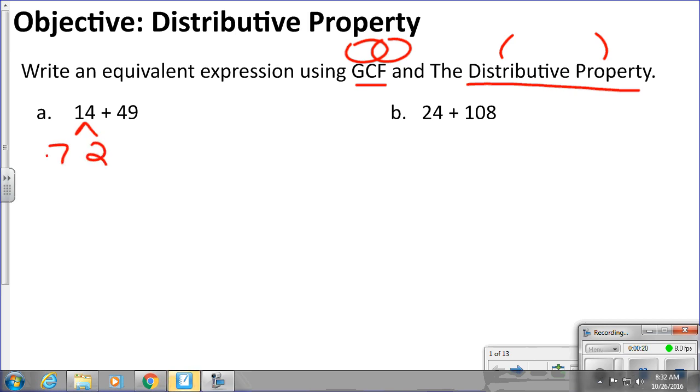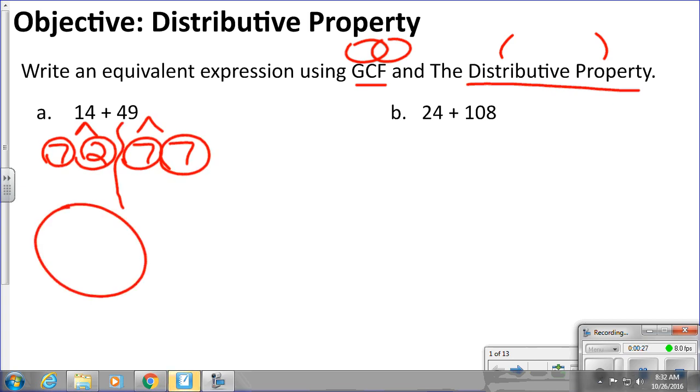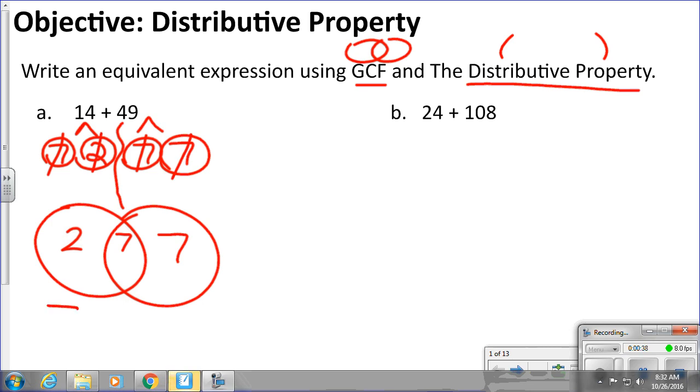Now from there, you need to prime factor the numbers. My numbers are a little small here and kind of scrunching together, so I'm separating them with a line so that I don't make a mistake when I'm comparing from side to side. What's in the middle goes outside the parentheses, and then the 2 comes from the left, and the 7 comes from the right circle. Rewritten using the GCF and the distributive property is 7 parentheses 2 plus 7.